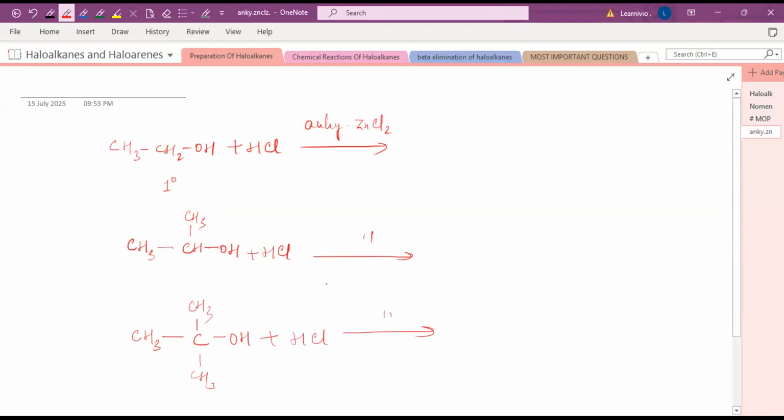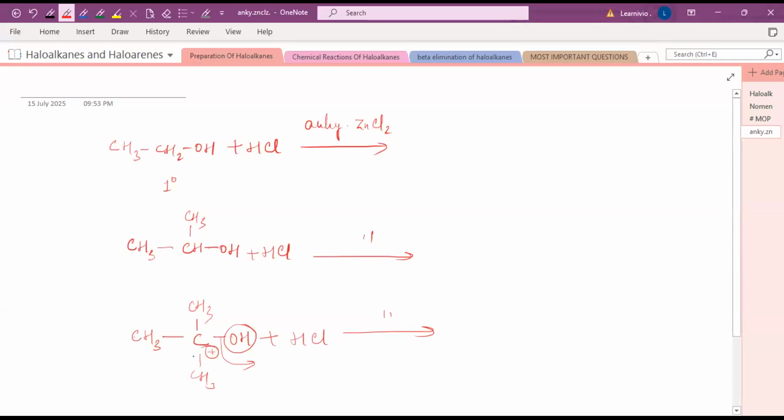Now see, for example, this. Because tertiary alcohols, we know that they react more readily with Lucas reagent. When you add ZnCl2 plus HCl, it will react more instantly. So why? Suppose here is the OH group. When this OH group is removed, a carbocation is formed here. This carbocation is very stable, right?